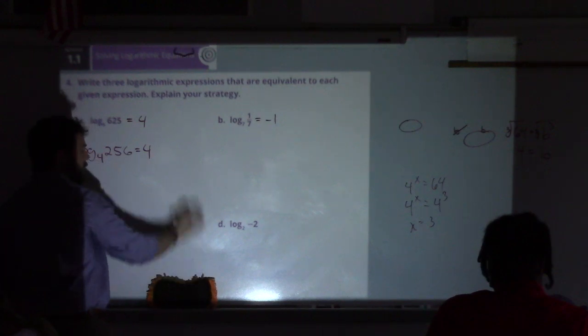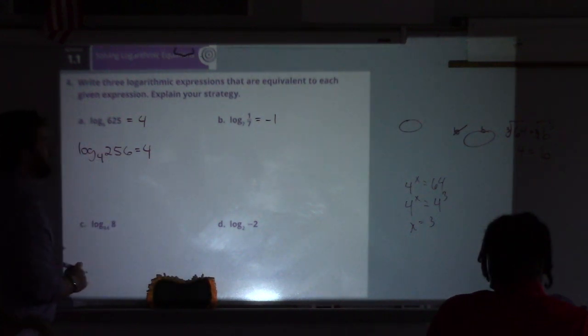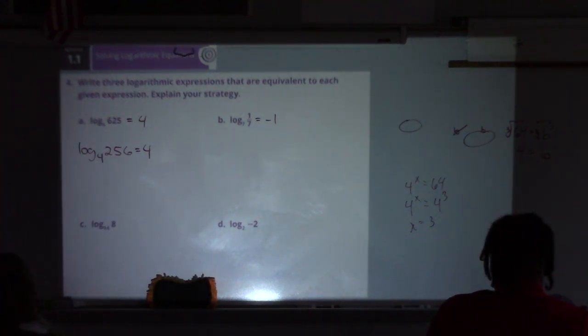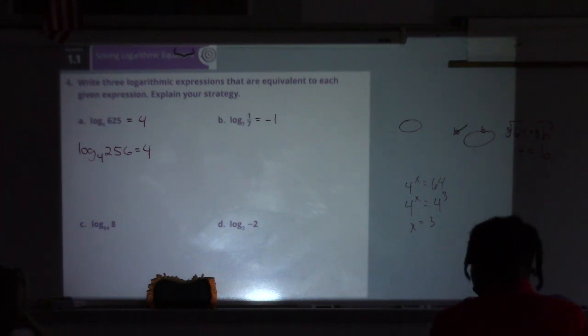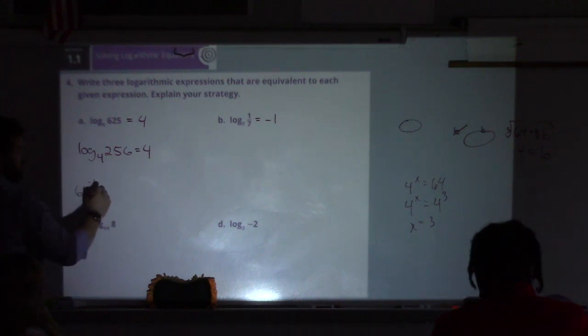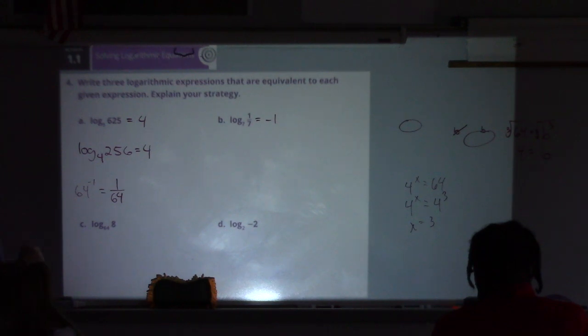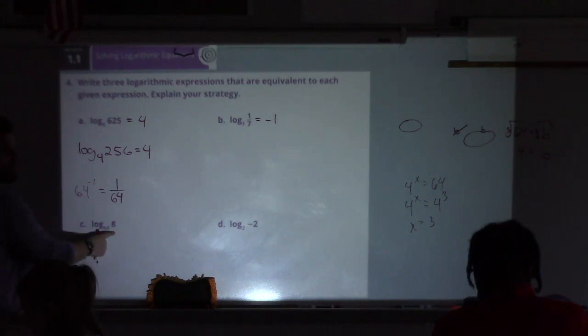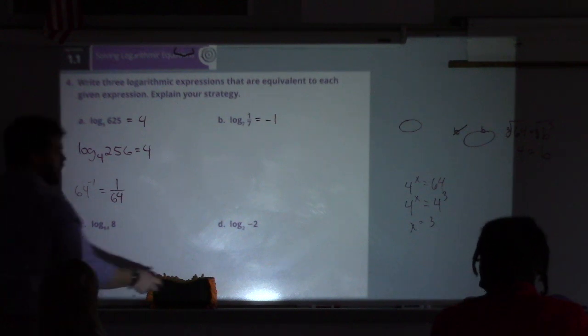I'm going to leave it there so that y'all can think through creating a few more equivalent expressions, but I do want to talk about C really quickly. Any ideas on C? So if I do 64 to the maybe negative 1, that's 1 divided by 64. Notice, do I have repeated division here? No.